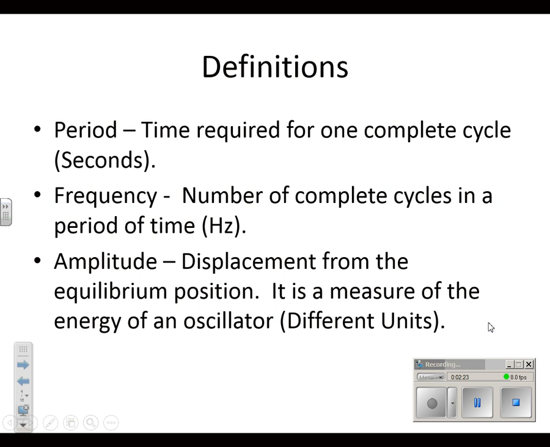Amplitude is another definition that we need, and it is the displacement from the equilibrium position. It's also known as the height of a wave when we're talking specifically about waves. So it is a measure of the energy of an oscillator. So lots of times the taller the wave is, the more energy it has. And also, the higher a pendulum swings from side to side, the higher its amplitude is, and also the more energy it has. So it'll be measured in different units depending on what objects we're talking about.